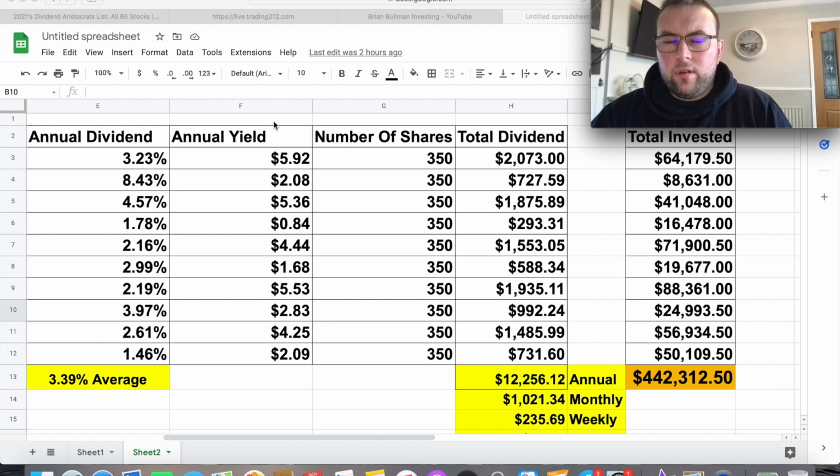Now we can see here, even in column F, that your annual dividend payment for each of those stocks for this example are about $5.92 for the top one, for example here. So you can see that's an annual payment. Now some of these stocks will be paying annually or quarterly, and even Realty Income down here pays monthly as well. But we can see here that you need $442,000 in this example here to be making about $1,000 a month, or $12,250 annually, which equates to about $253 weekly, or about $30 or $40 daily.